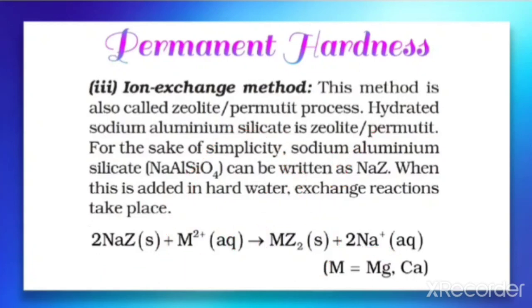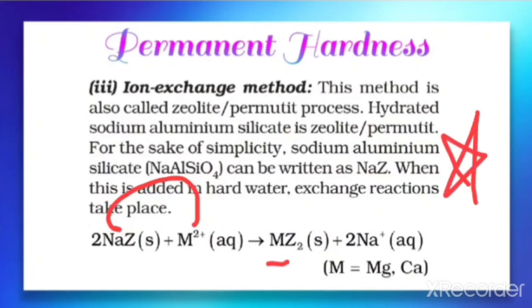Why? Because here there is an exchange of ions, as you can see. In the place of Na, now M is taking the position. So the exchange of ions takes place, therefore it is called the ion exchange method, and it is one of the most important questions for the exam also.